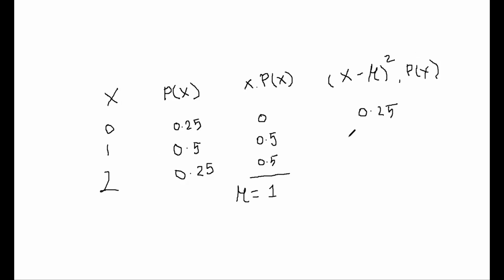For the next one, 1 minus 1 becomes 0. Then square it, which will be 0. 0 times 0.5 is 0. Third one, 2 minus 1 is 1. 1 square is 1 again. 1 times 0.25 will be 0.25. Always remember to sum it, add the column. So we will add this column and this will be 0.5.